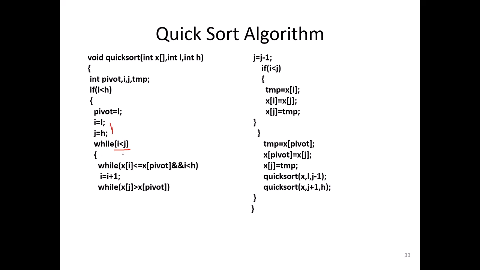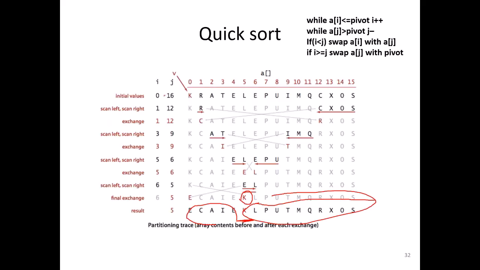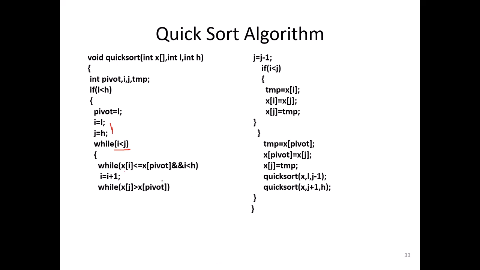Okay, so the condition is satisfied. I told you the logic already: while a of i is less than or equal to the pivot, just increment the counter, and while a of j is greater than the pivot, just decrement the j value. That condition is applied here: while x of i is less than or equal to the pivot and i is less than h, just increment the counter, while x of j is greater than x of pivot, just decrement the counter. After executing these loops, if i is less than j, just swap a of i with a of j by using a temporary variable.